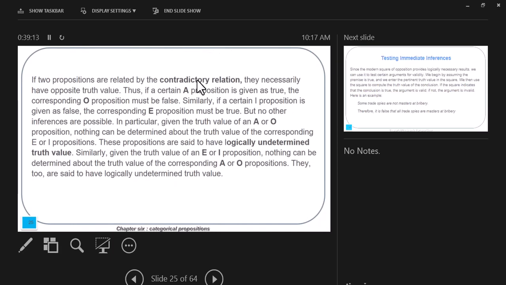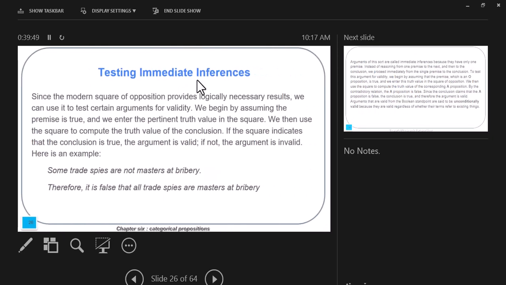If two propositions are in contradictory relation, they necessarily have opposite truth values. Thus, if a certain A proposition is given as true, the corresponding O proposition must be false. Similarly, if a certain I proposition is given as false, the corresponding E proposition is true. But we are not allowed to identify the truth value of the other propositions. Horizontal and vertical relations are not determined. They are logically undetermined from the Boolean standpoint. To illustrate this explanation, we can take examples.